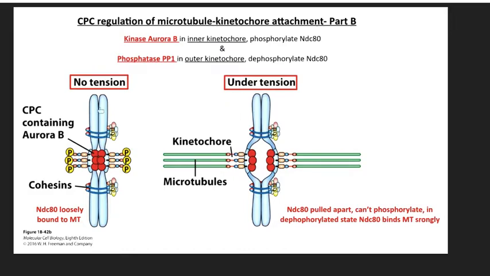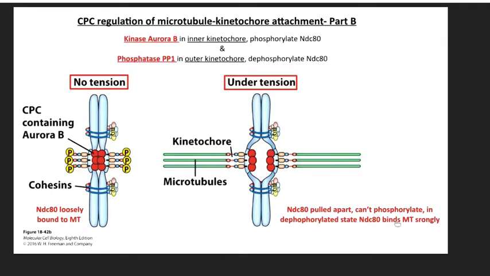So when there is no tension, there is phosphorylation of the NDC-ATs, with the help of kinase Aurora B, which is present in the inner kinetochore. In case of when the sister chromatids are under tension because they are being pulled by the microtubules, what happens? The phosphatase PP1, which is associated with the outer kinetochore here, in this case, dephosphorylates the NDC-AT, and NDC-AT gets pulled apart, cannot phosphorylate.